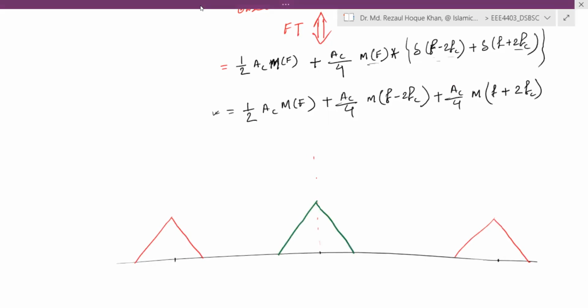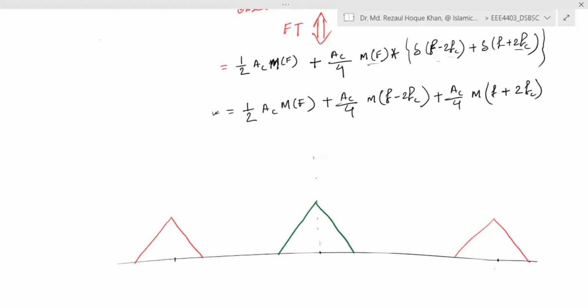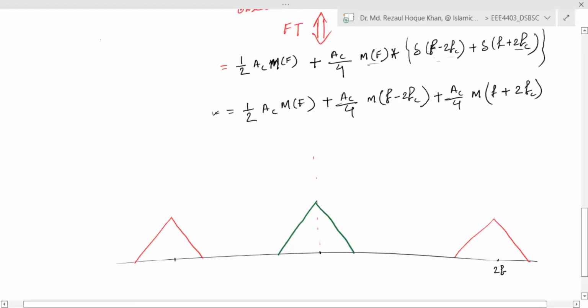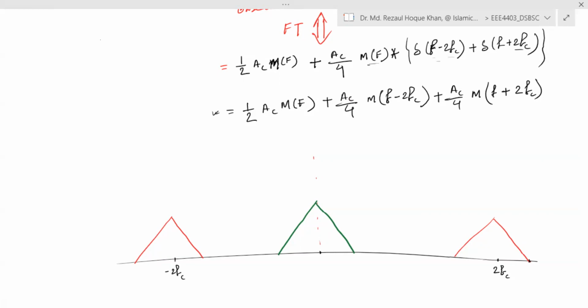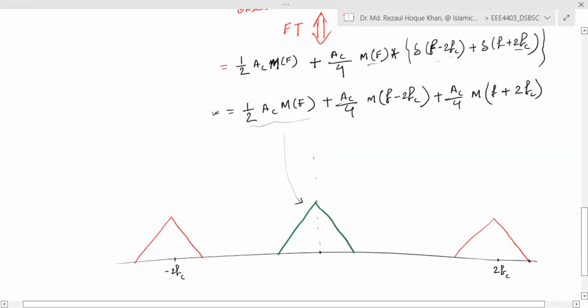Here this is twice FC, and this is minus twice FC. So this portion will be FC plus twice FC. Now this portion is the baseband. This portion is the baseband, which is actually this one, where it will be from minus FM to FM.